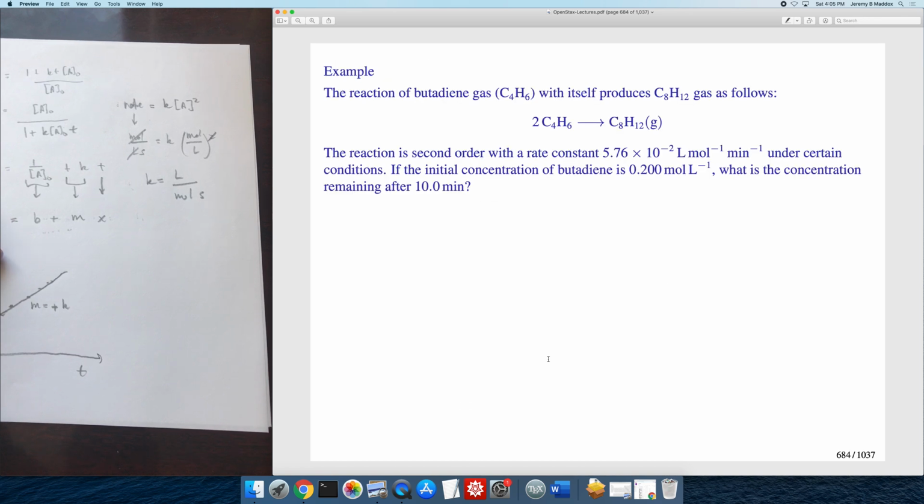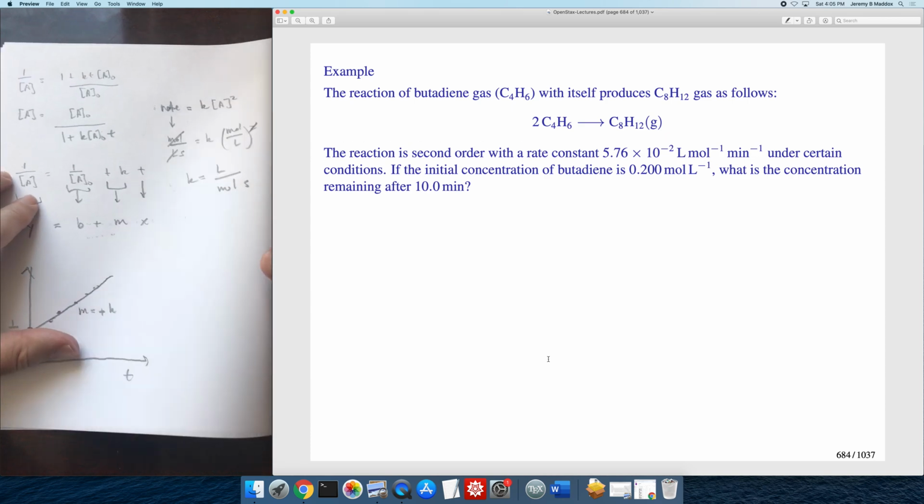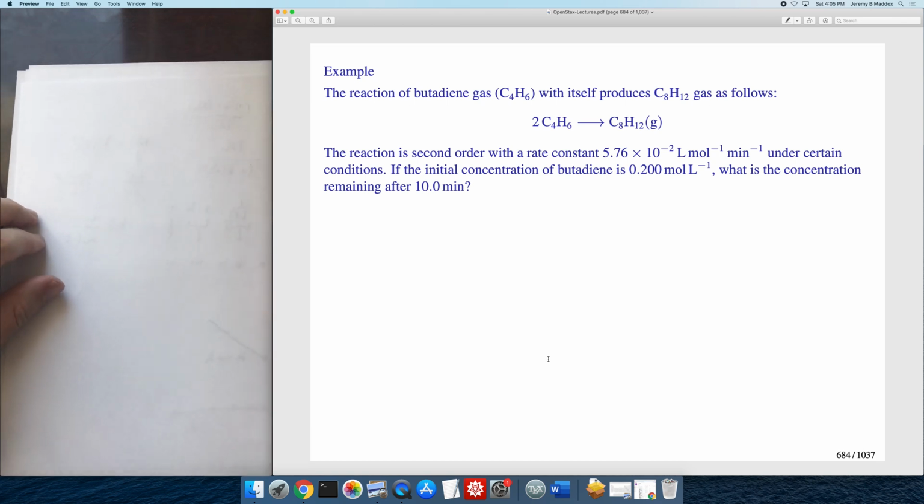In this problem, what do we have here? We've got a reaction of butadiene gas. The reaction is second order with a rate constant of 5.76 times 10 to the minus 2 liters per mole per minute. Under certain conditions, if the initial concentration of butadiene is 0.2 moles per liter, what is the concentration remaining after 10 minutes? This would be an example of using the integrated rate law.